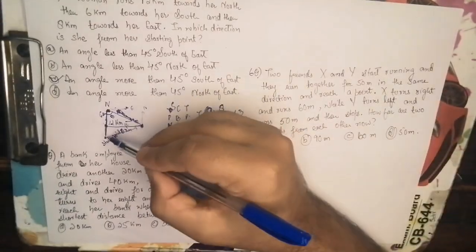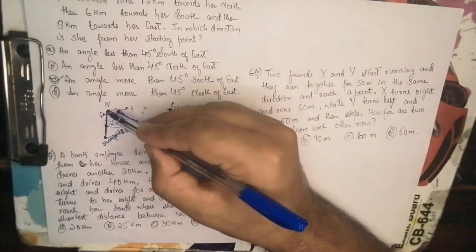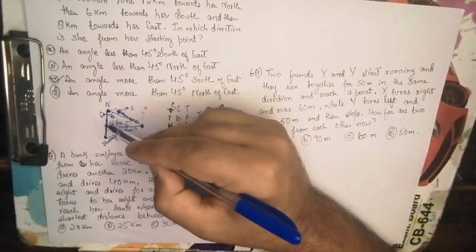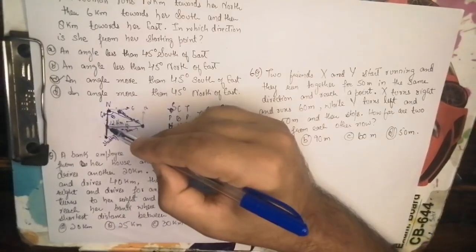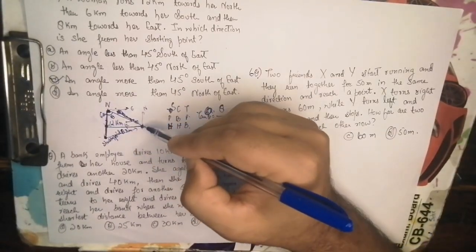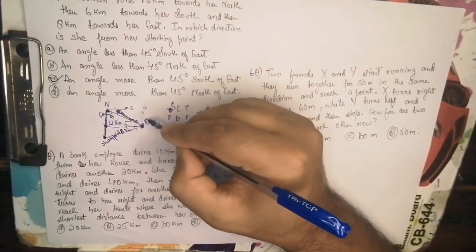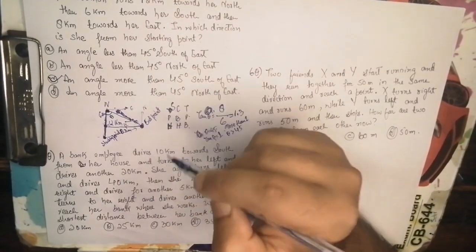So we have this starting point. She starts from here. And what's 12 kilometers? These are the 12 kilometers, from this to this. Then she comes back towards south 6 kilometers. At this point, she goes towards east 8 kilometers. Now she is here. Now the end point is here. This is the end point, the ending point.